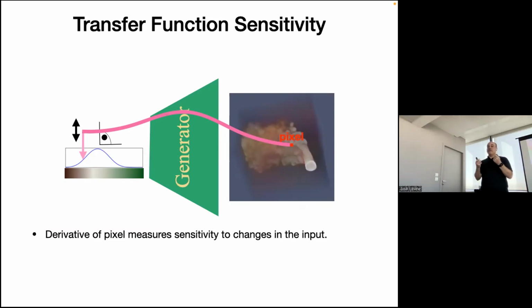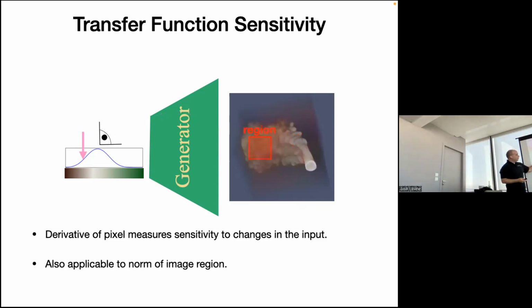How much that wiggles tells me how sensitive that exact pixel is to that position in the transfer function. That derivative is very easy to compute with these neural networks because they're differentiable. Okay, they're not exactly differentiable, they're quasi-differentiable, but they're good enough that we can do the right thing. We can do this not just for individual pixels, but also take a norm over a region, which gives us a region-based notion of sensitivity. We said that's an interesting quantity, so let's build an interface around it.